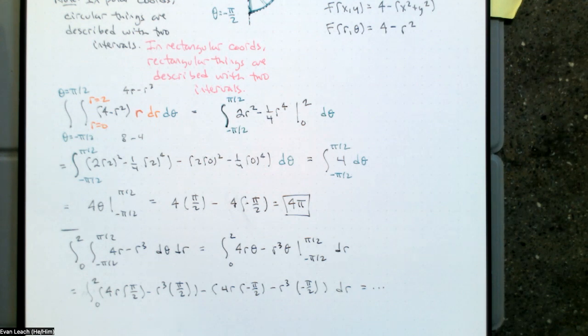All right, so that's it. When we're setting up double integrals in polar coordinates, our dA needs an extra factor of r so that d theta will become a distance.